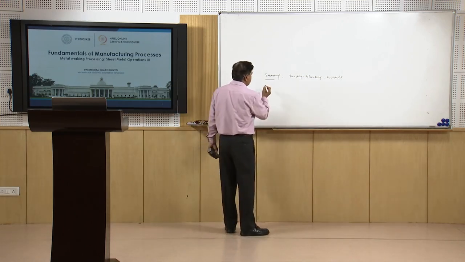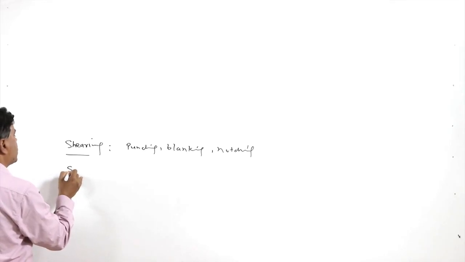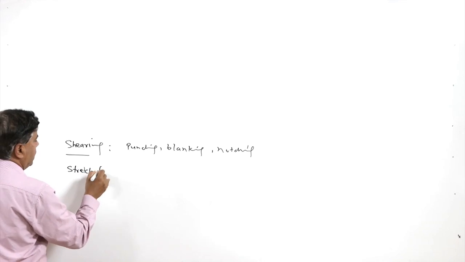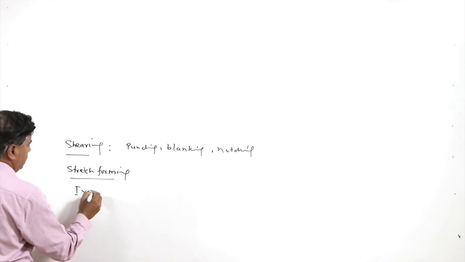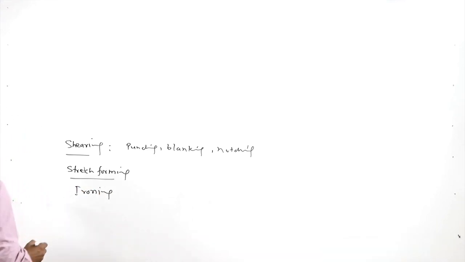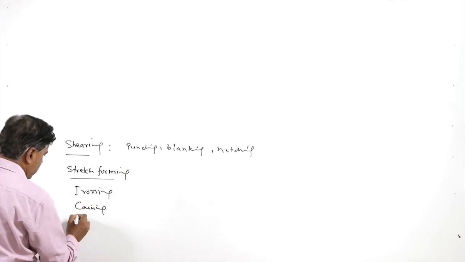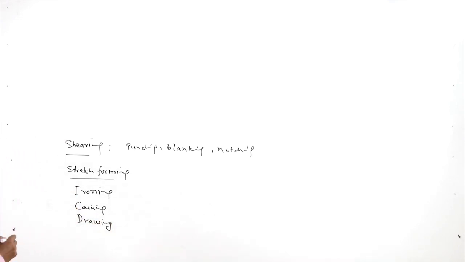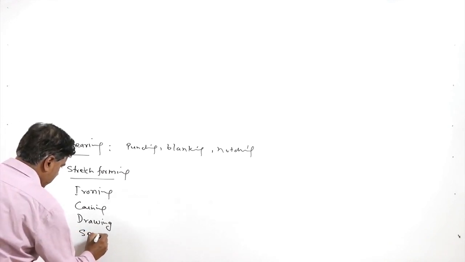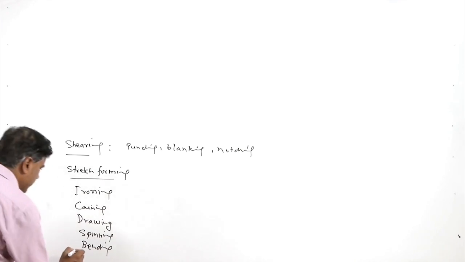Today we will be talking about the other processes like stretch forming, ironing, then coining, drawing, then spinning, bending, and one more process like embossing.